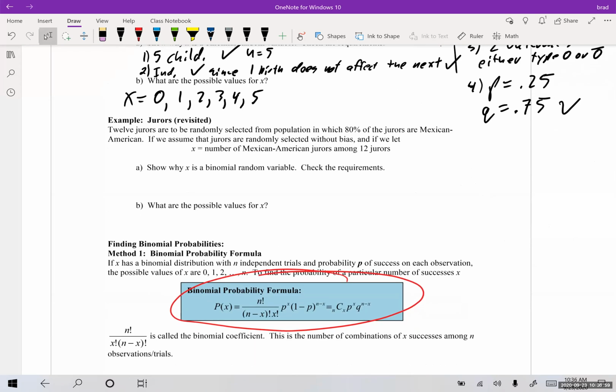Okay, so now let's go back to this juror question. Again, you're going to see something like this on the midterm or on the exam. So 12 jurors are randomly selected from a population in which 80% of the jurors are Mexican American. Again, they didn't tell us the size of the population, so we're going to assume it's large. So that means taking 12 people from this population can be treated as independent events because it won't affect the probability of the next draw too much.